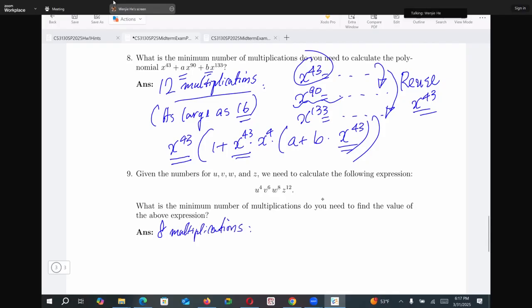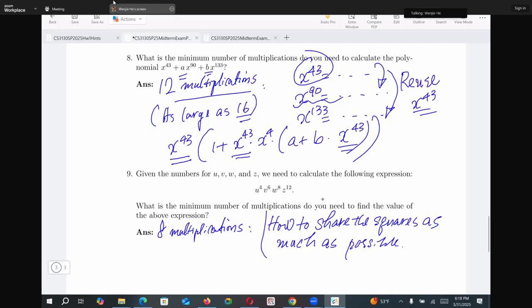The biggest problem is how to reuse this square sharing. Let's say, how to share the squares as much as possible. That's the biggest problem, because we want to share the square operations as much as possible. Greedy algorithm, right? As much as possible. That's the greedy algorithm. That's the main issue here.